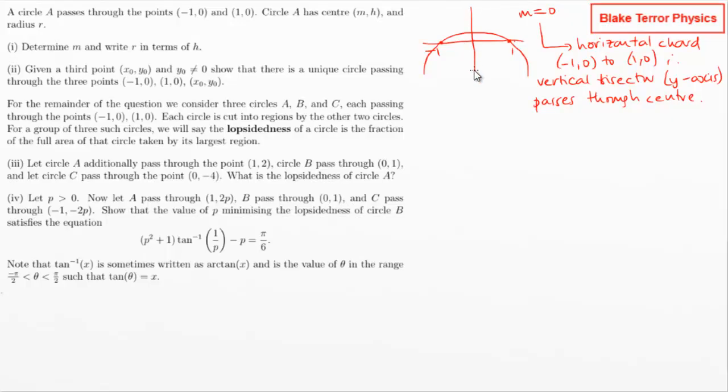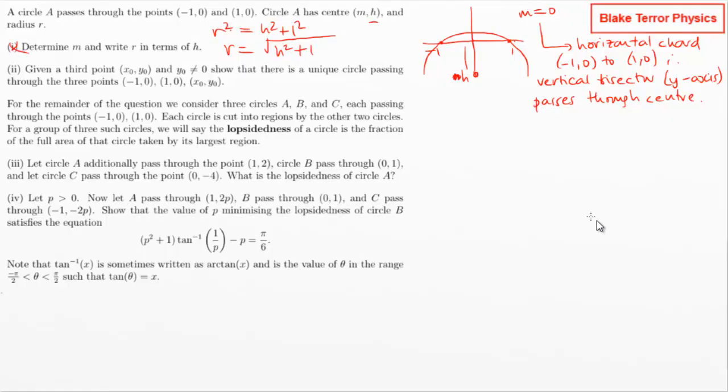So we know that the centre is on the y-axis, and it's going to be, well, in this case, at H. Okay, H is going to be negative in this case. But I specified it as being H, so we can easily work out the radius then. So the radius squared is going to be h squared plus 1 squared. R is the square root of h squared plus 1.